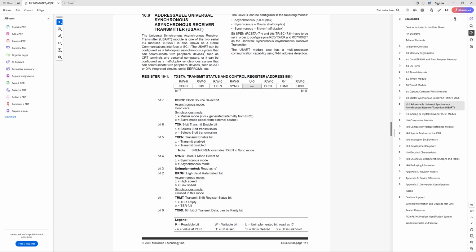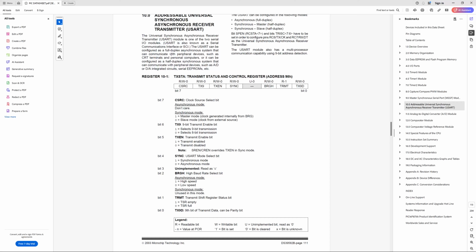Full duplex means you know, right? You can send and receive simultaneously. So while sending, you can also receive data, just like our mobile phone, where we can talk and listen in parallel.